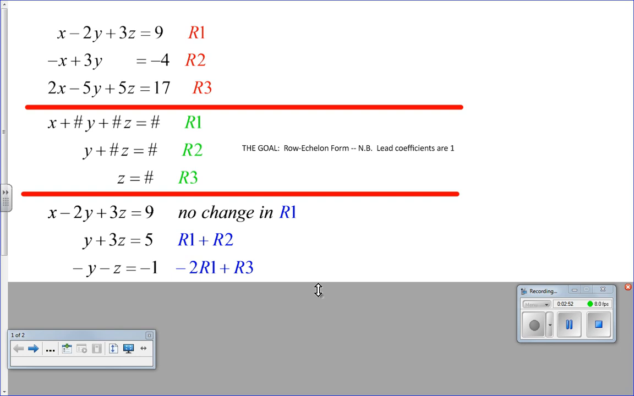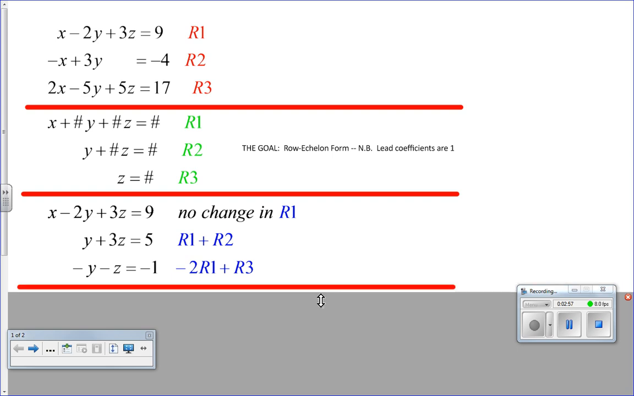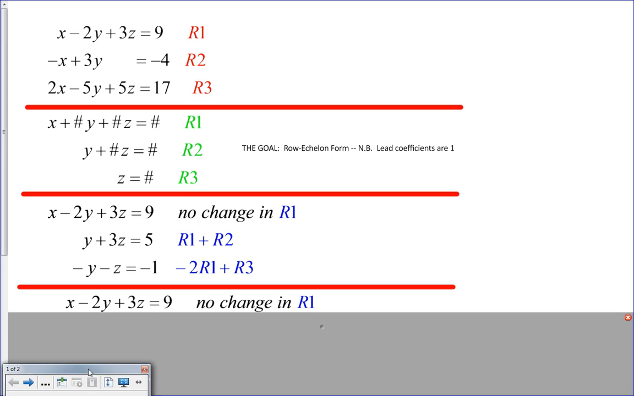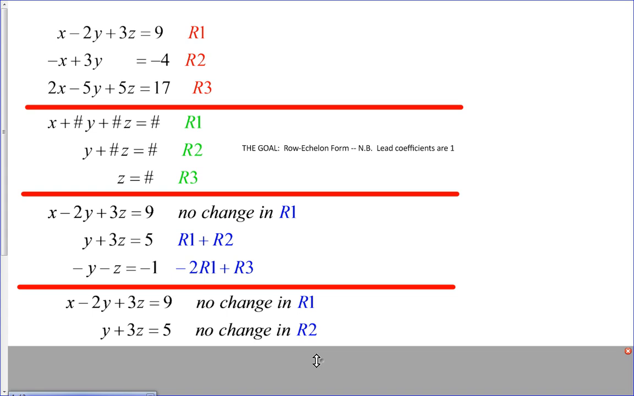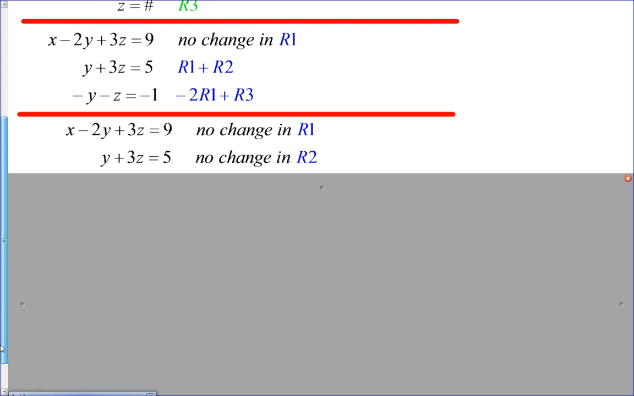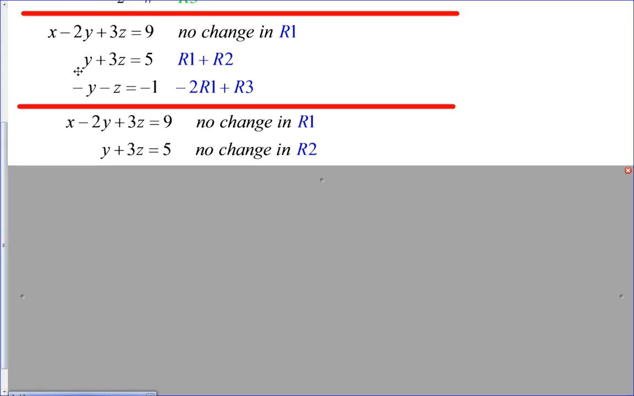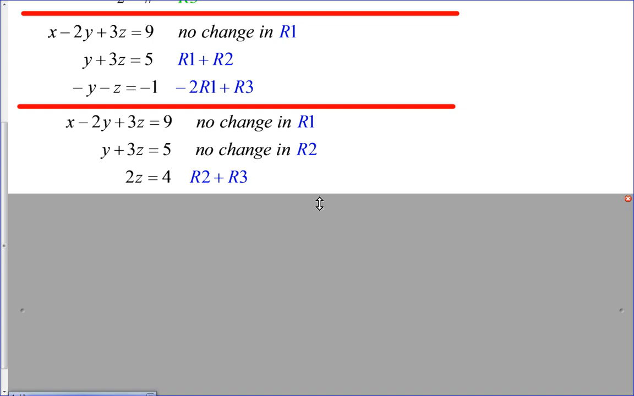So now we want to continue, and it seems to me that yes, the first row is in shape. It's exactly the way it needs to be. And the second row now is also in shape. There's no need to change it. And to fix the last row, the method seems quite apparent. That is to say, let's take the new row 2 and add it to the new row 3, and get this brand new row 3 where the y's drop out, and we have 2z equals 4.